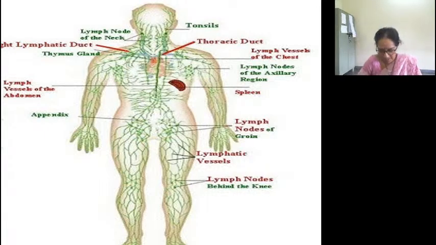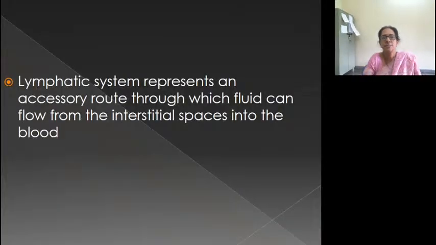But this lymphatic system, actually I would call it an unsung hero because it does so much work but is not getting its recognition. Now coming to the lymphatic system. So what does this lymphatic system do? The lymphatic system represents an accessory route through which fluid can flow from the interstitial spaces into the blood. So whatever fluid is there in the interstitial spaces will go into the blood via the lymphatic system.